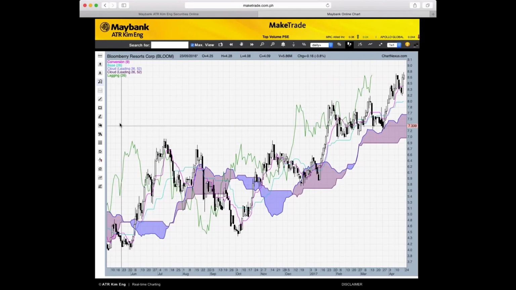Blue made the Kumo twist here. An uptrend followed. It made a bearish Kumo twist here. There was a short consolidation period. And then it made another Kumo twist, which resulted in an uptrend.